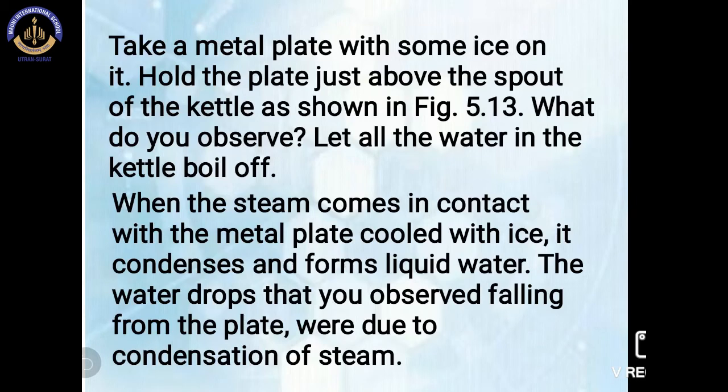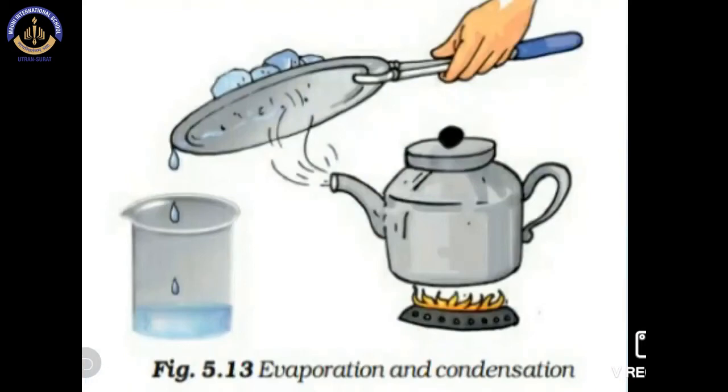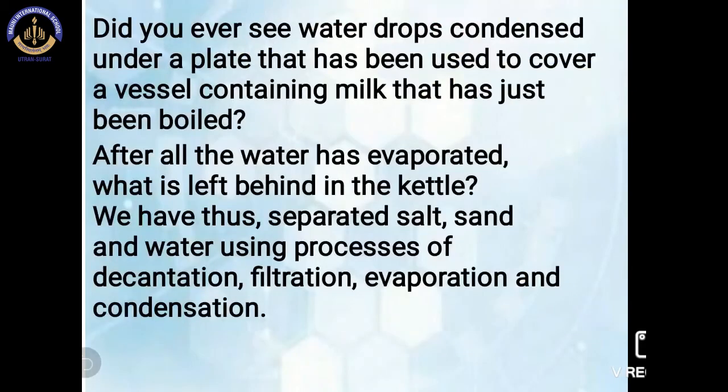Steam will come out from the spout of the kettle, and we hold a plate with some ice on it just above the spout of the kettle as shown in figure 5.13. See, this is figure 5.13. This is the steam which comes out from the spout of the kettle, and we hold the plate like this and put some ice on the plate. Because of the cooling plate, steam will convert into water, and this process is called the condensation process.